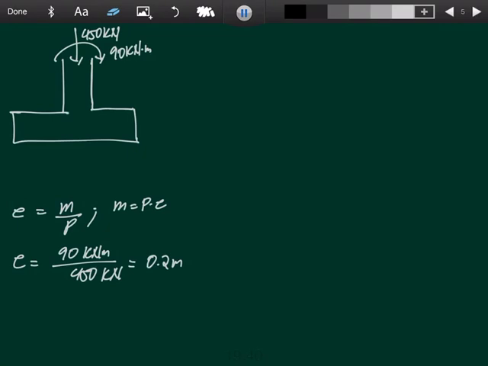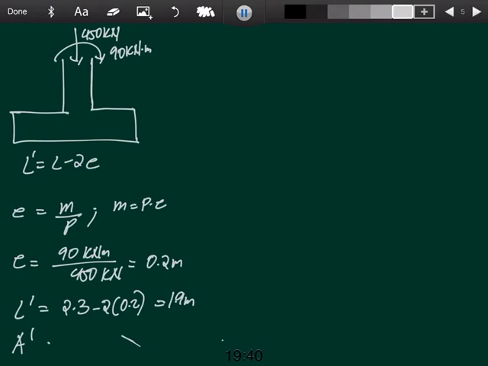It's not B, but it should be what? It should be L. So, it should be L prime, L minus 2E. So, ano ang L nating bago? L prime is equal to 2.3 minus twice of 0.2. This is 1.9 meters. And the effective area, A prime, that is 1.9 by 2. This is 3.8 meters squared.